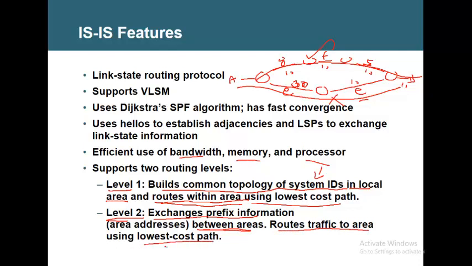Other area destinations you will learn through level 2 ISIS. Level 2 exchanges the prefix information of other areas to this area and this area to other areas. Level 1 is about the same area network. Level 2 is about the other area network. Any question?